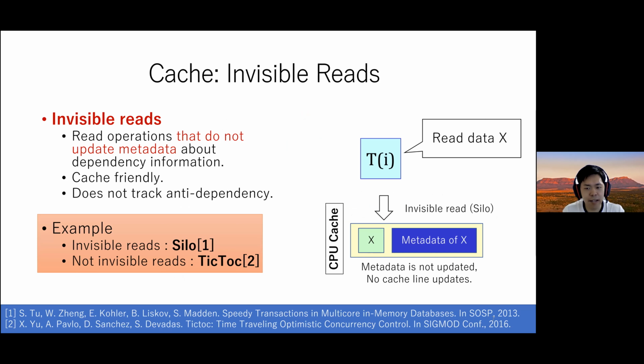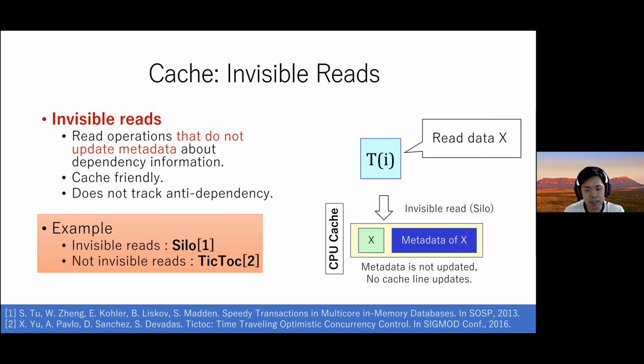Here I explain invisible reads. This is a transactional read operation that doesn't update the metadata. Invisible reads are cache-friendly because they reduce the writes to shared data, which causes cache replacement. The disadvantage is that using invisible reads, protocols cannot track anti-dependency. Silo has the property of invisible reads. TicToc doesn't have the property.